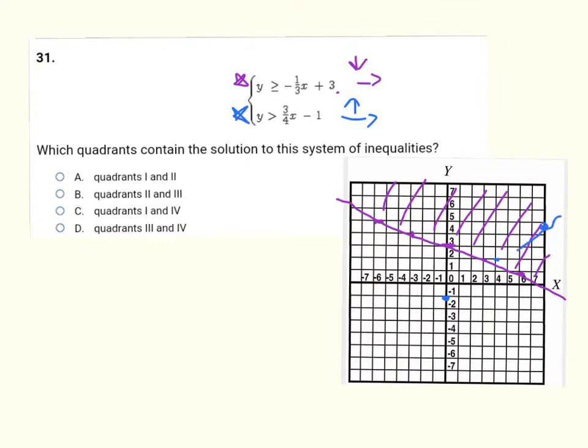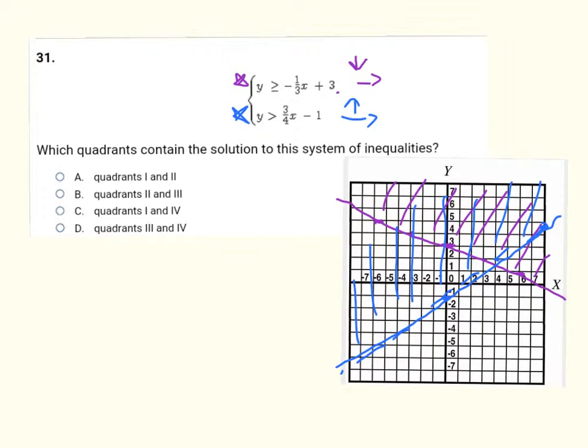And you're going to draw the straightest line as possible. I'd highly recommend using another paper as a straight edge. And this one's also a greater than, so that means this line actually needs to be dashed because it's just the greater than. And then it also means that I'm going to be shading above.